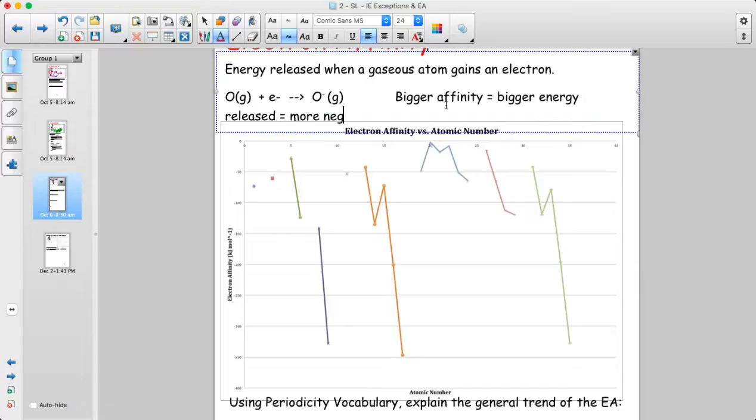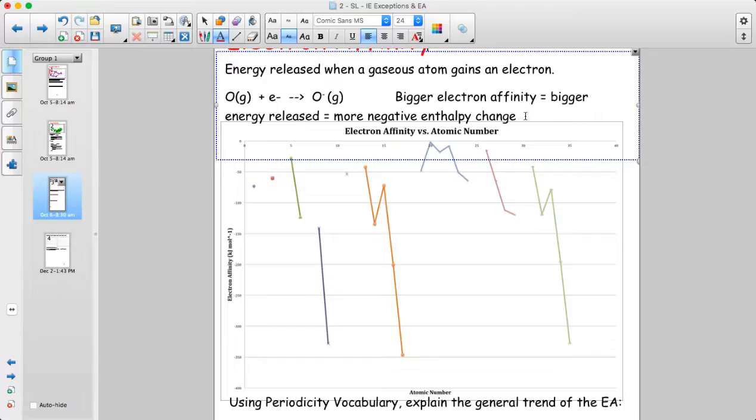That's a more negative enthalpy change, is what it's described as. So more energy gets released when there's a bigger electron affinity. Okay, and more energy released means there was a stronger attraction that was allowed to be formed. So a stronger attraction for electrons equals a bigger electron affinity. And when I say bigger, I mean greater in magnitude.